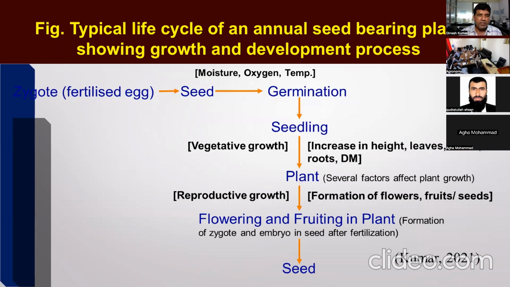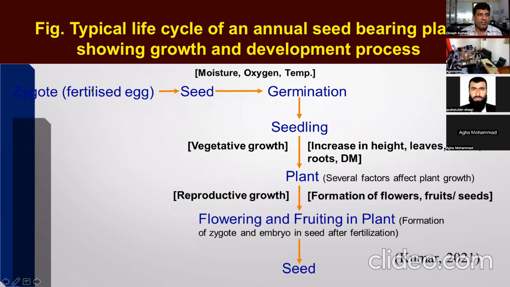What is the difference between growth and development? In this slide, if you see clearly and try to understand, it will bring out the differences between plant growth and the phenology, the development. So you can see that the life of the plant starts with a zygote. A zygote is the result of the fusion of sperm and ovum from the plant.